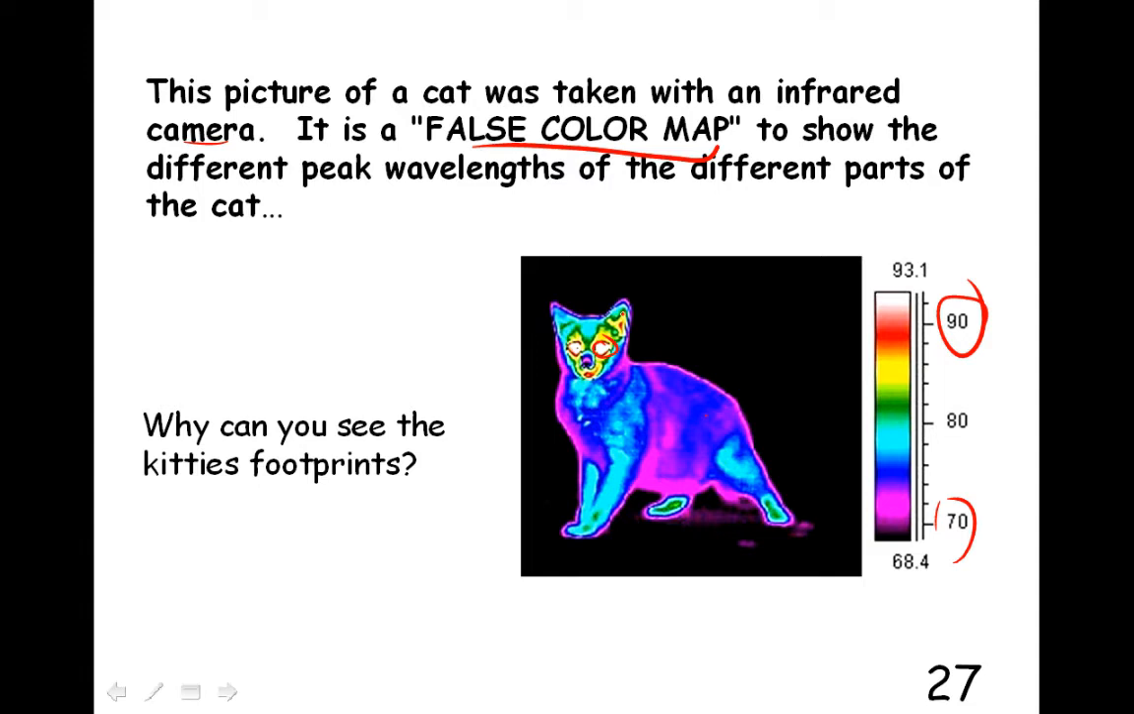And so the cat's eyes are close to its body temperature, where down here this part of the cat is lower, about 75 degrees, and we can see where the cat has stepped on the floor. He's heated up the floor a little bit, and made it a little bit hotter than the environment, and that's why that is giving off the infrared light that the environment is not.